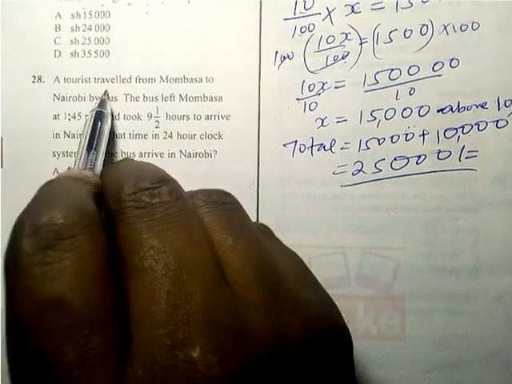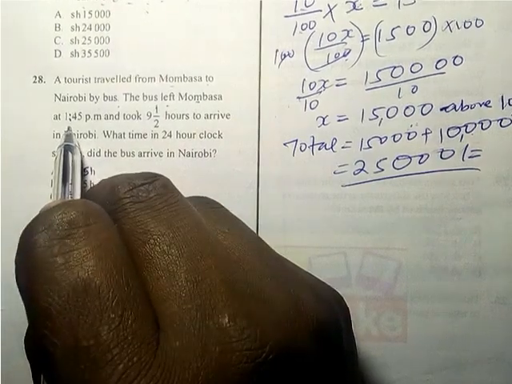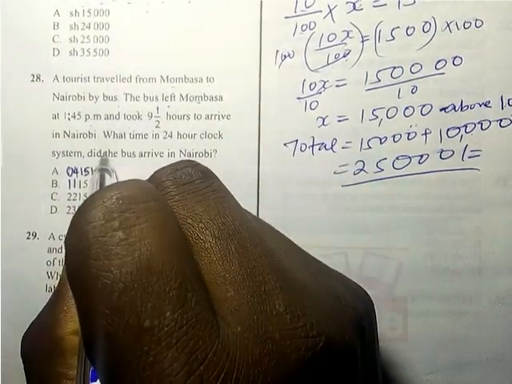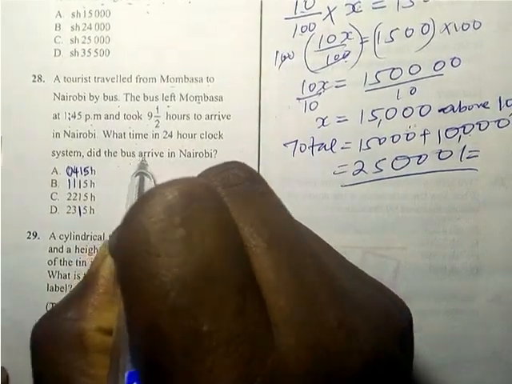A tourist traveled from Mombasa to Nairobi by bus. The bus left Mombasa at 1:45 p.m. and took 9.5 hours to arrive in Nairobi. What time in the 24 clock system did the bus arrive in Nairobi?